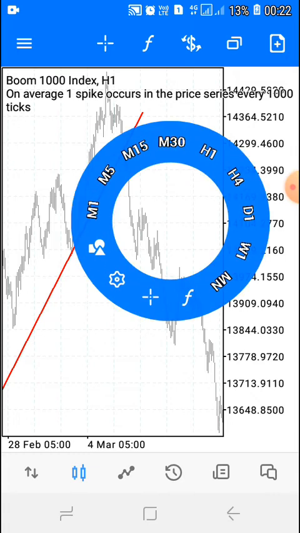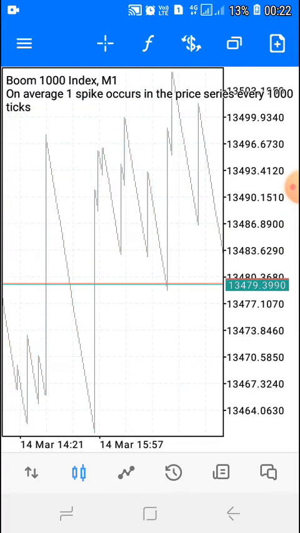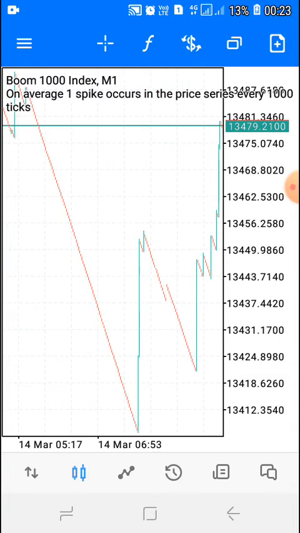Okay, so what we're going to do is scale down to the lower time frame. After we determine the trend of the market, we're going to scale down to the 1 minute time frame. We're not going to use any other time frame, only the 1 hour and the 1 minute time frame. If Boom 1000 decides to trade in the uptrend, okay, we are not going to use the strategy. Just make sure that Boom 1000 is trending in a downtrend before using the strategy.